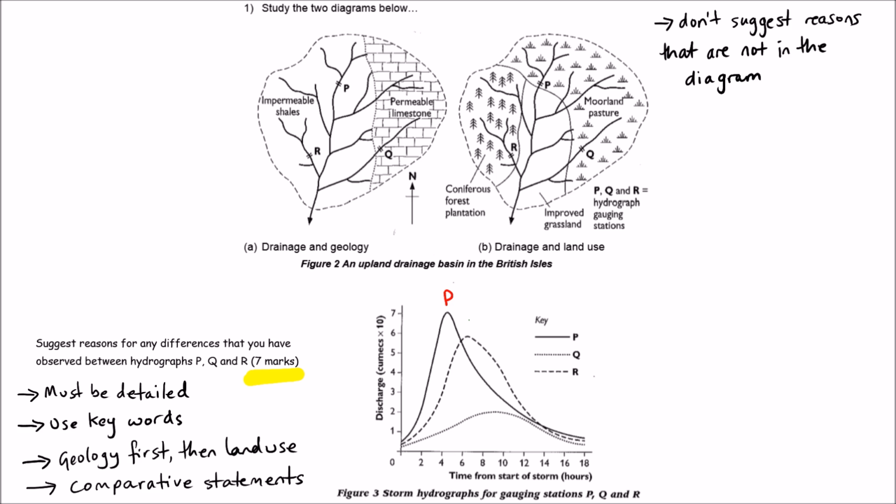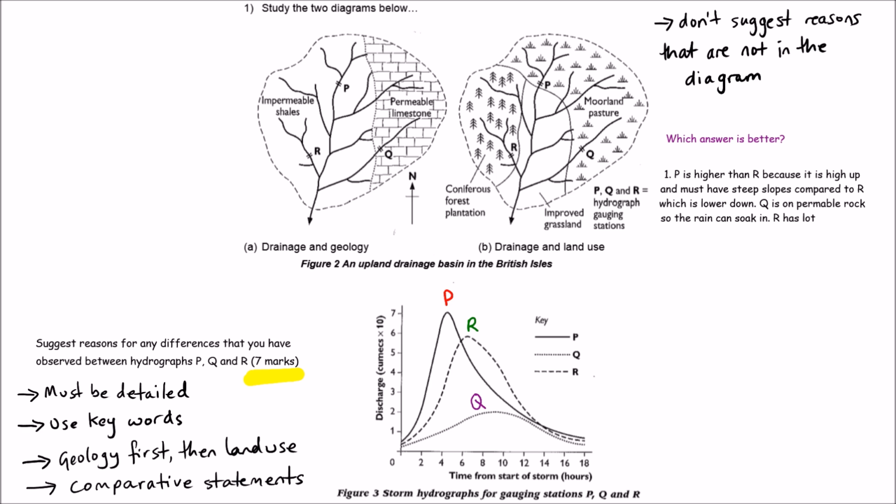I'm just going to label my hydrographs again to make it clear when I answer, and then we'll have a look at some example answers. So number 1, P is higher than R, which is right because it is high up and must have steep slopes compared to R, which is lower down. Q is on permeable rock, so the rain can soak in. R has lots of trees that absorb all the water, but Q has moorland, which absorbs less water. Finally, at R, the water can't soak into the ground, so it has less water than P.